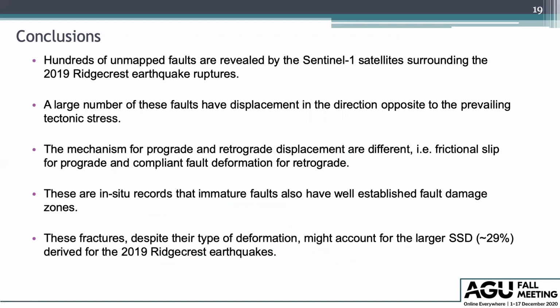Here are some conclusions. We found a lot of unmapped faults near the Ridgecrest area. With the relations between fault damage, length, displacement we discussed, this might be providing us a new way of mapping faults. For these observed surface fractures, some of them are going in the direction opposite to the prevailing tectonic stress. The mechanisms for pro and retrograding displacement are different. The prograding ones are likely to be frictional slip, and the retrograding ones are likely to be compliant fault deformation. These faults we documented are in situ records that immature faults also have well-established fault damage zones. And the distributed fractures may account for the larger SSD derived for the 2019 Ridgecrest earthquakes.